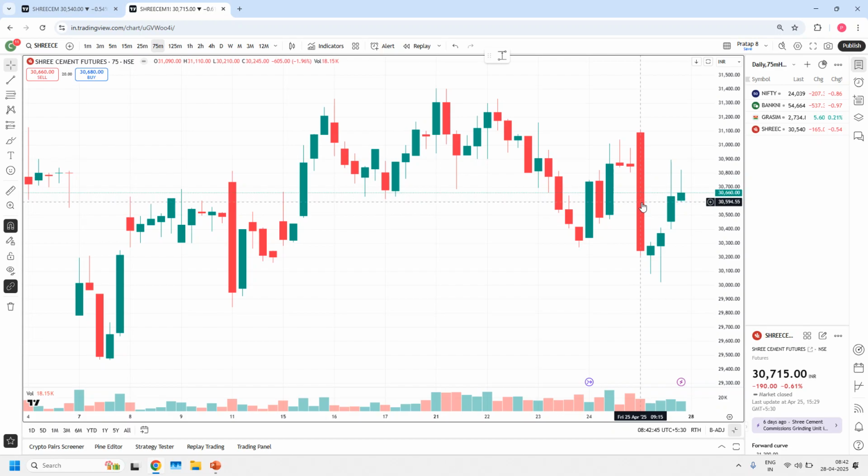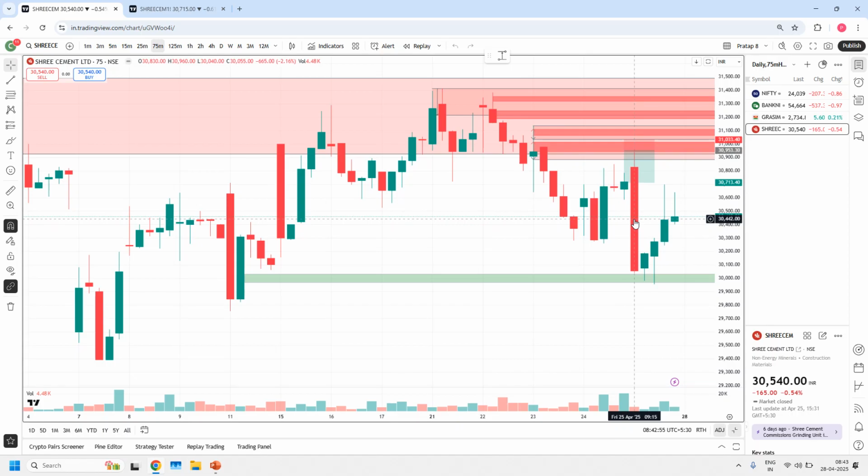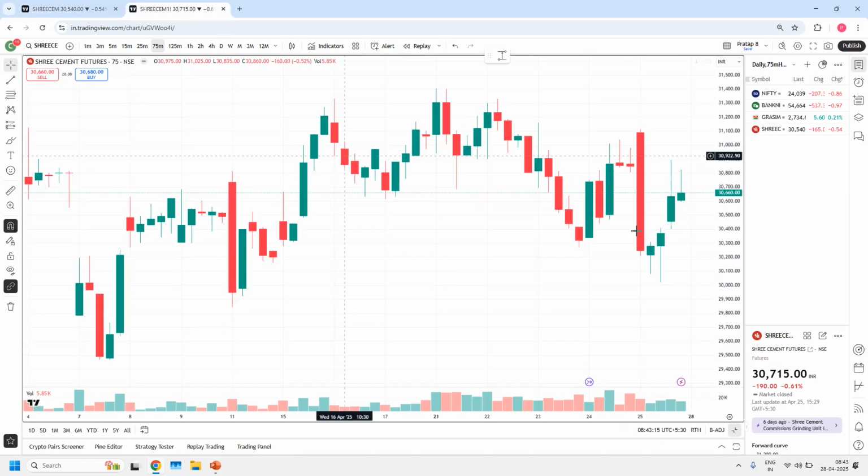See the close of this candle. What is the closing price? 30,245 rupees. That is in the futures chart. But what about equity? 30,055 rupees. This is the morning 9:15 candle on 25th April. The closing price of the equity chart is 30,055 rupees, but at the same time the closing price of the morning 9:15 75-minute candle in futures is 30,245 rupees. So we have a huge difference.